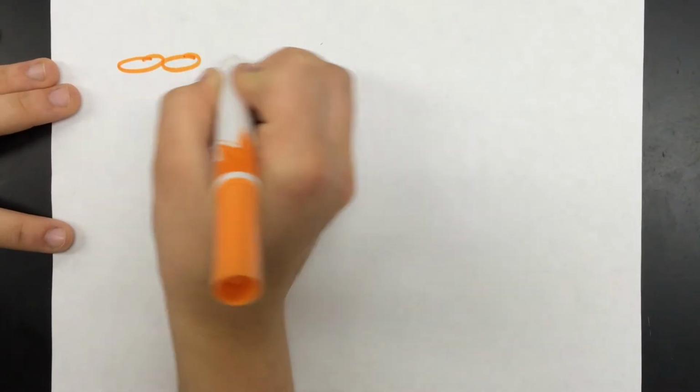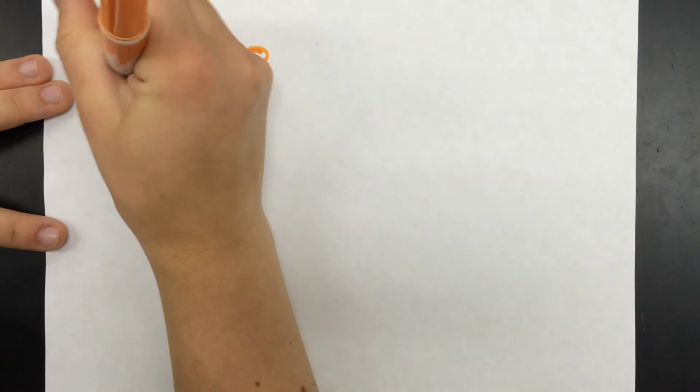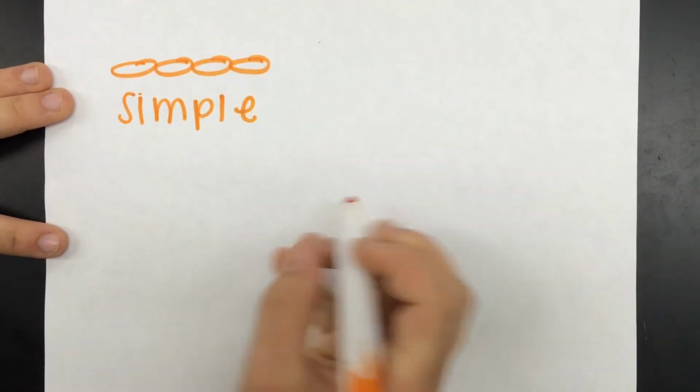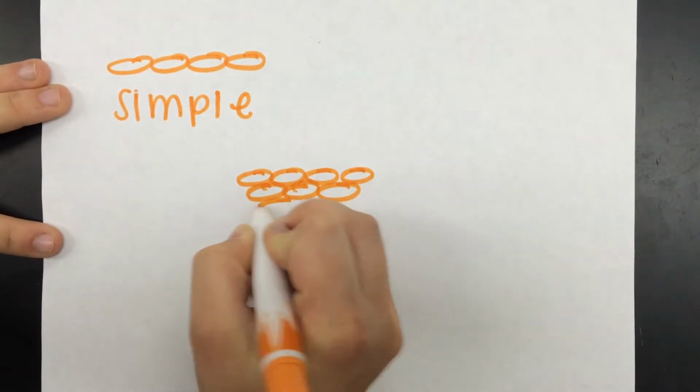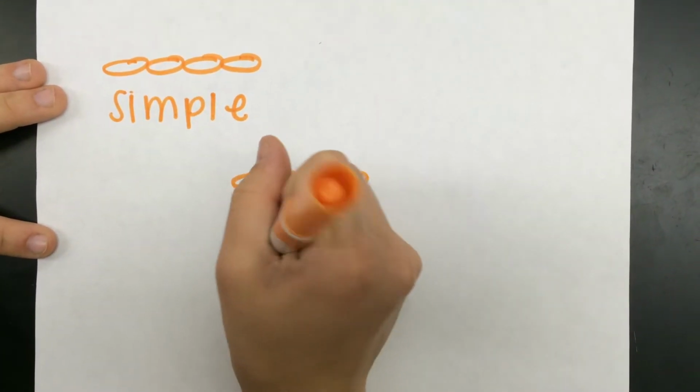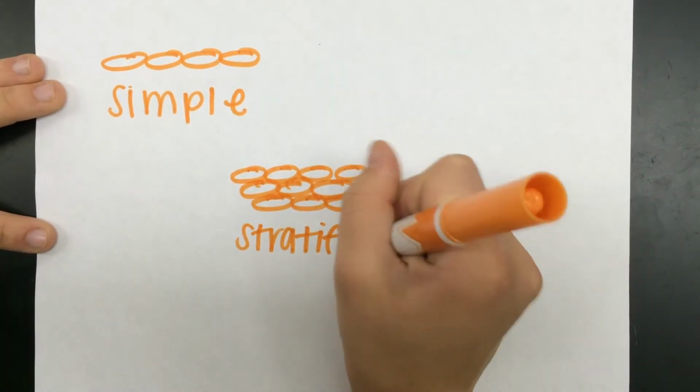There are 3 classifications for epithelial tissue. Simple means that there is just one layer of cells attached to the basement membrane. Stratified has more than one layer attached to the basement membrane. It gives it a stacked appearance.